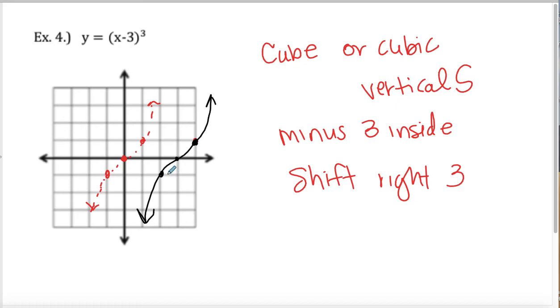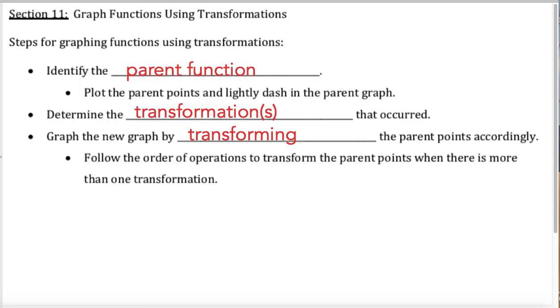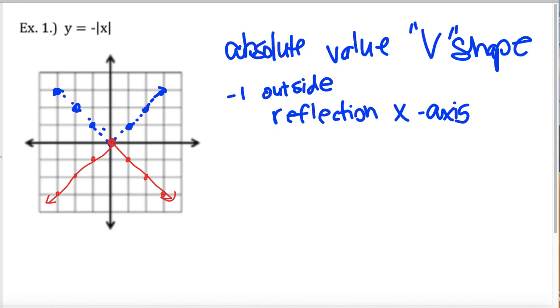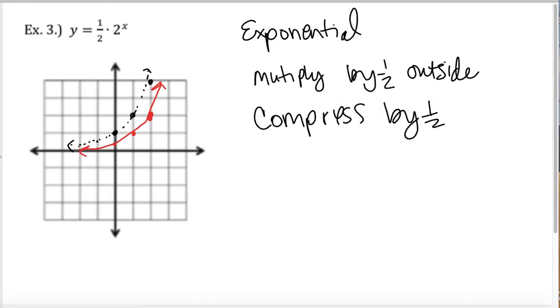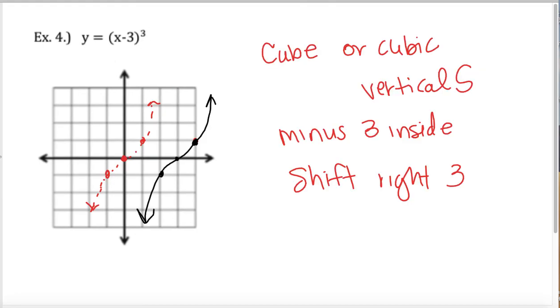And so if you are able to follow these steps here, find the parent, plot the parent points, look for that transformation, you will be successful graphing these new graphs using transformations.